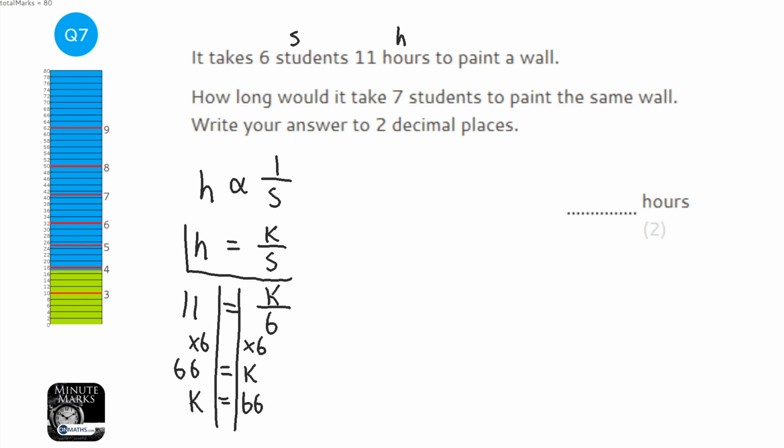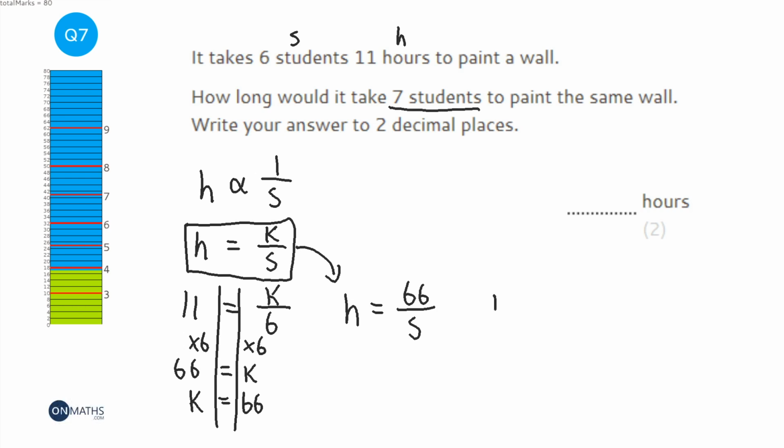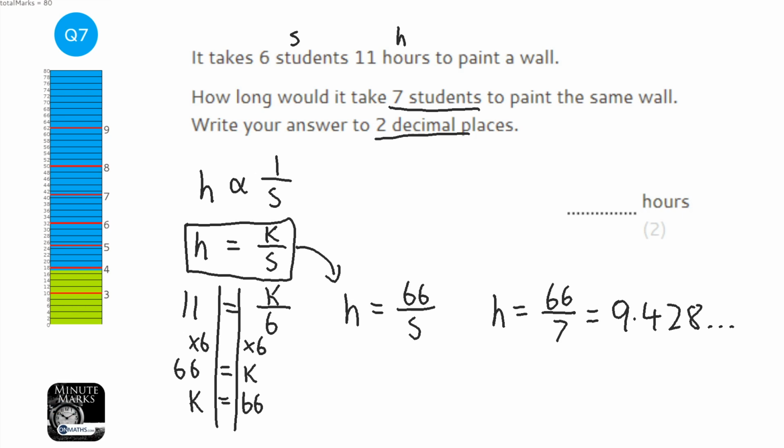Then when I go back to this equation here, we know what K is, and K is a constant, so it's always going to stay the same. So it's 66 over the amount of students. For our example, it says that there's 7 students, so H is going to be 66 over 7. So let's type that in, 66 divided by 7, and I get the answer of 9.428 and so on. It wants it to two decimal places, so it's 9.43.